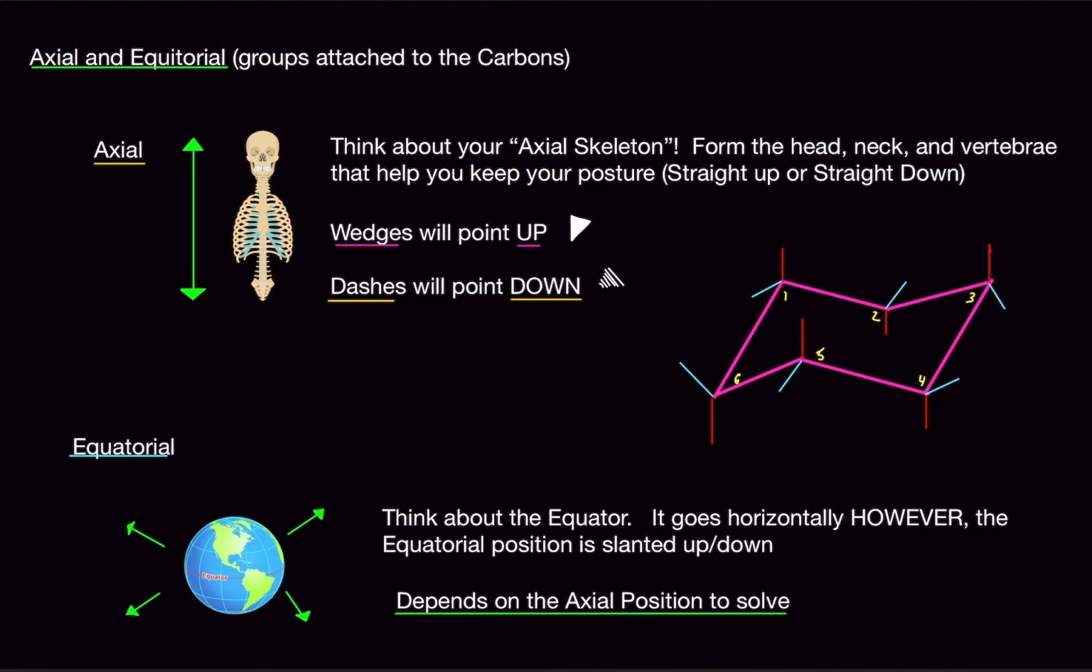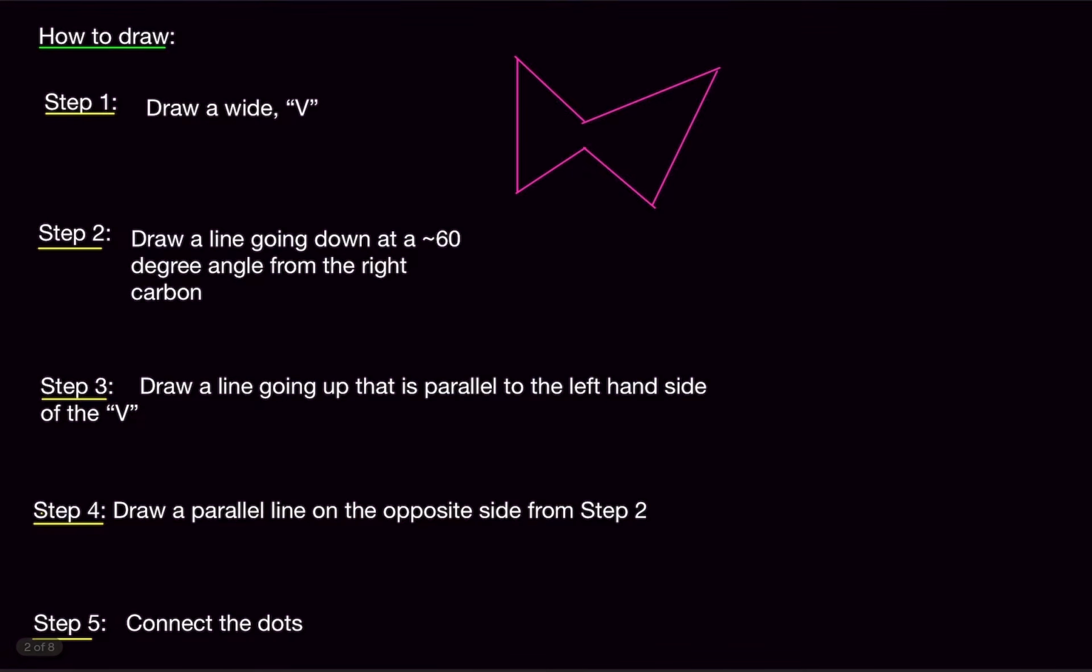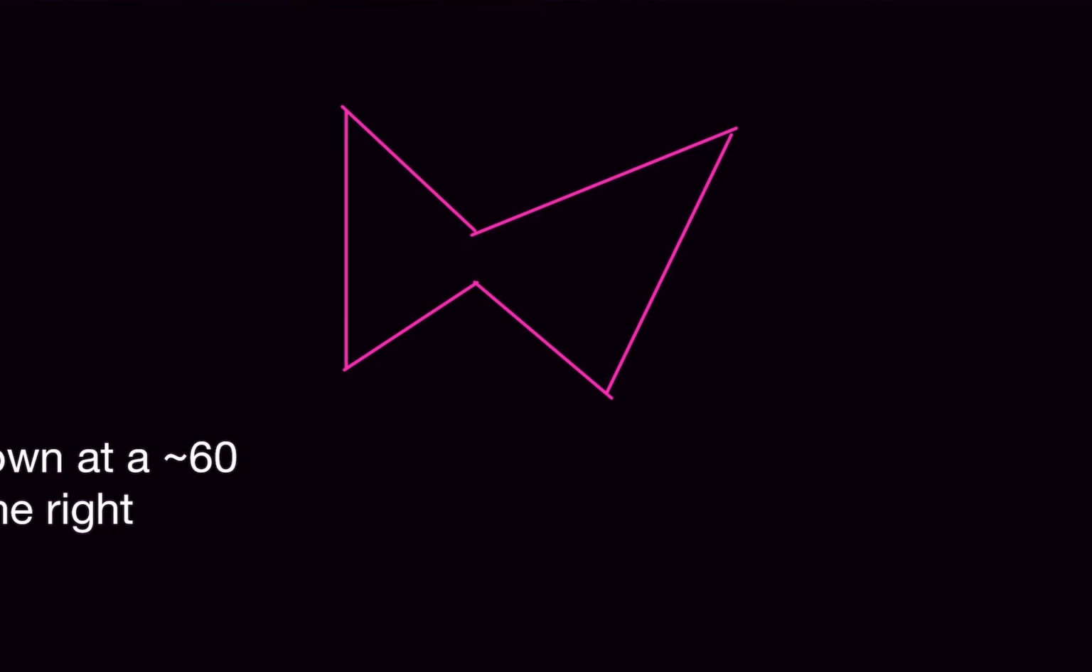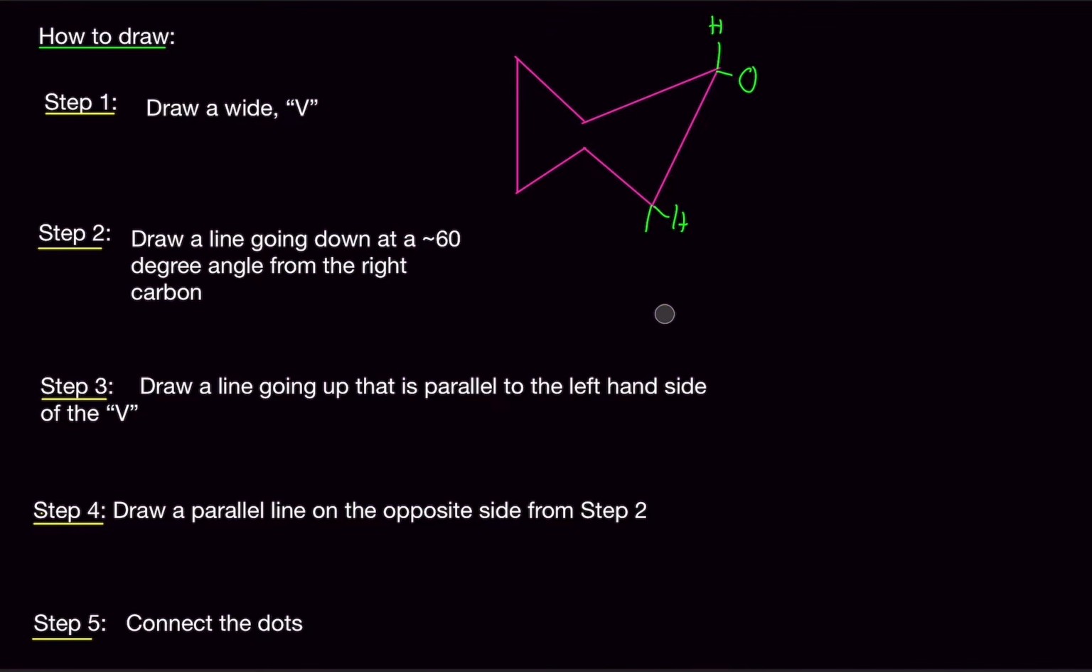Okay, let's go over axial and equatorial positions. Now, the axial position we're going to do first, so think about your axial skeleton. What axial and equatorial refer to are the things connected to the chair conformation. For example, say we have hydrogen here, oxygen here, carbon here, random stuff around the molecule. Those are the axial and equatorial positions. It's the stuff connected to the carbons, because the carbons are here, here, here, here, here, here: 1, 2, 3, 4, 5, 6.